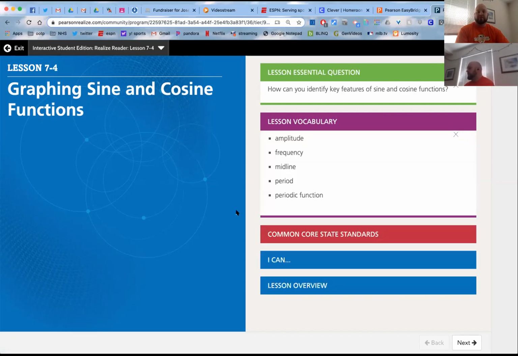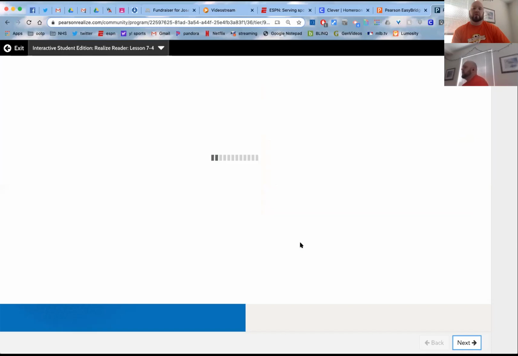We're going to look at some new vocabulary today that you've probably seen some of these words before, but maybe not necessarily in a math context. The new vocabulary we're going to look at is the word amplitude, frequency, midline, period, and a periodic function. So let's jump in and do our warm-up for the lesson.